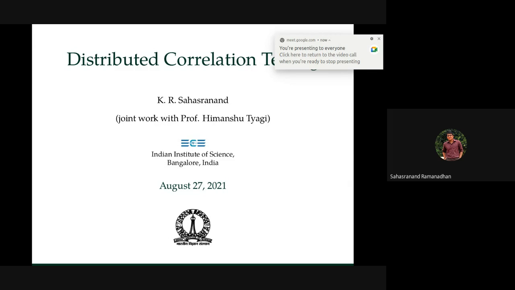Hello, everyone. Thanks for joining this session today. So we'll be discussing distributed correlation testing. This is joint work with my advisor, Professor Himanshu Tyagi, in the ECE department at the Indian Institute of Science. We'll be mostly focusing on the theoretical aspects of this distributed correlation testing problem.